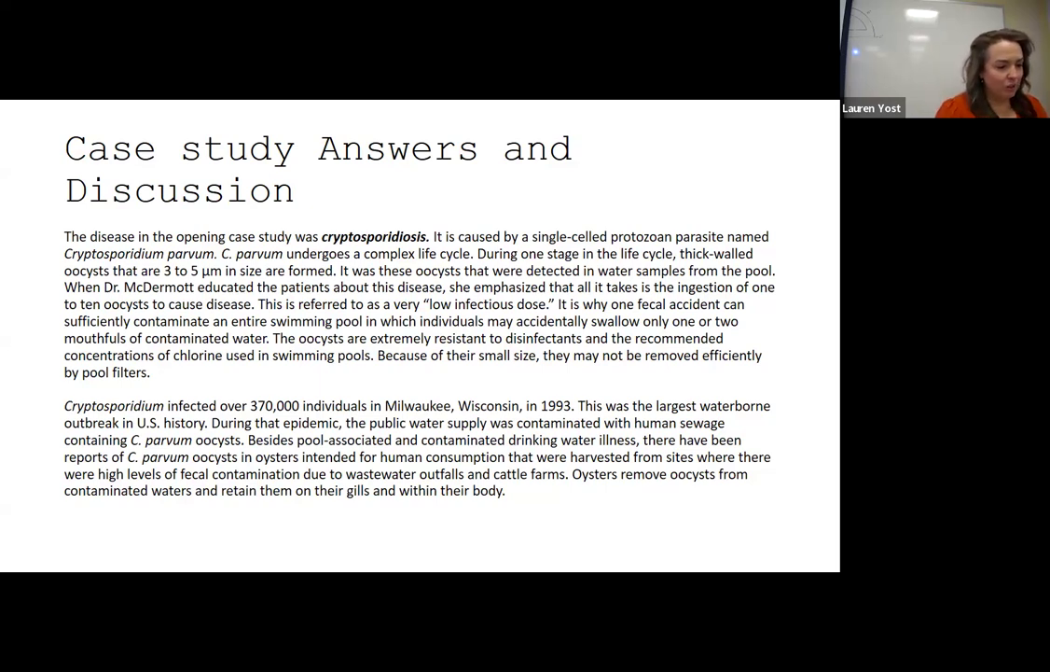There was human sewage containing the cysts. They had pool-associated contaminated drinking water illnesses, oysters that were contaminated with the cysts as well, that were leaked into water that were nearby, and all sorts of stuff. So, yeah. So that's Cryptosporidium.